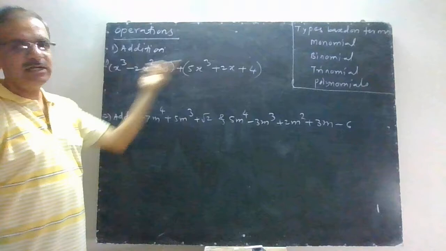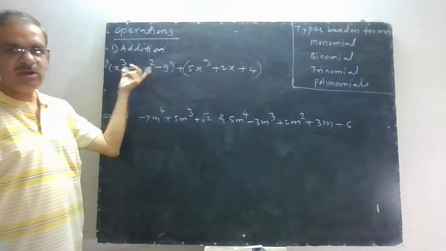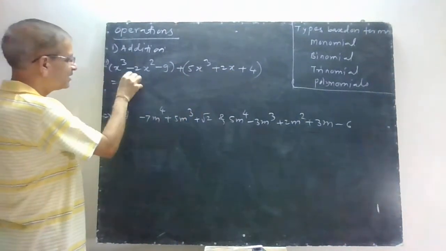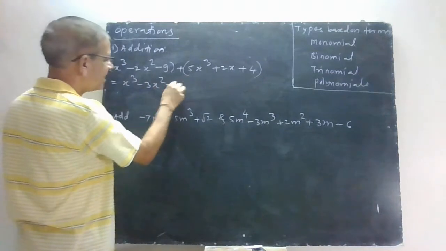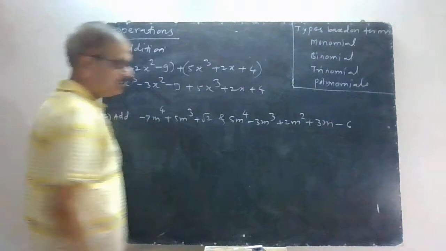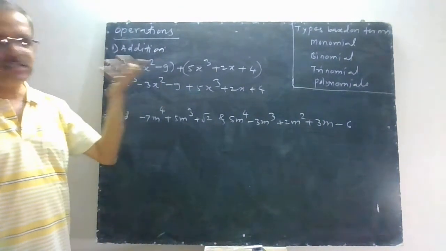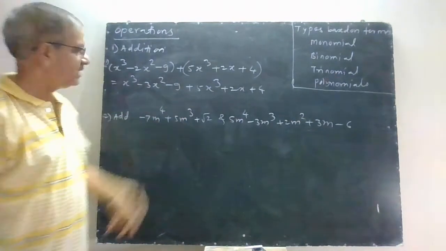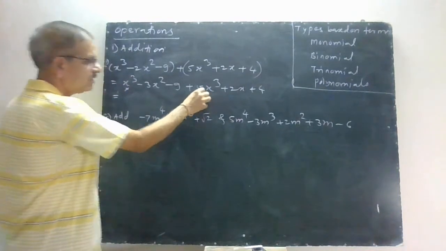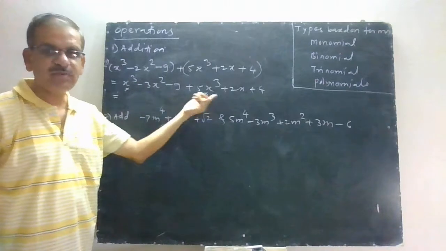Now we have taken two polynomials. We have to add these two polynomials. So we have written the first polynomial plus the second polynomial. First try to remove the brackets. So it is x cube minus 3x square minus 9 plus 5x cube plus 2x plus 4. Those who can add directly can do the direct addition, or they can do one more step. Now this is a term in x cube, and this is also a term in x cube. These are like terms. It is 1x cube plus 5x cube.